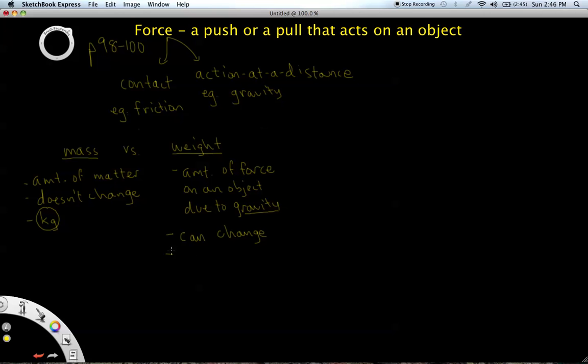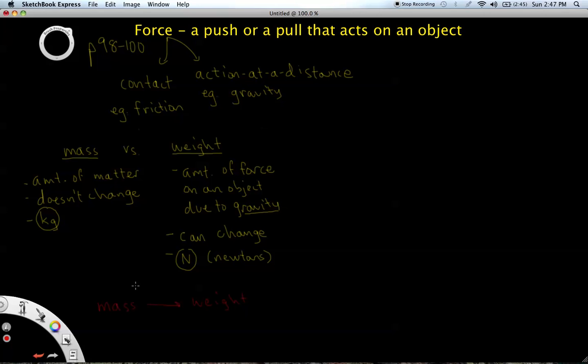And weight is measured in N, which is short for newtons. So we use N as a short form. Now, an easier way of remembering this relationship could be, hopefully you can see this, mass, weight.